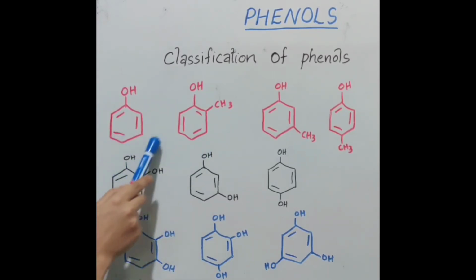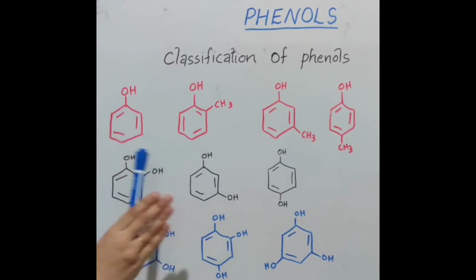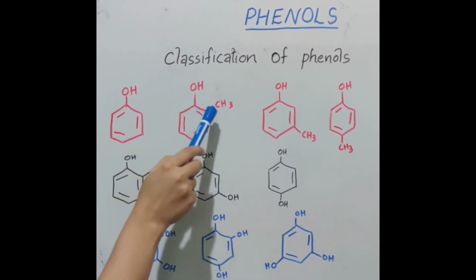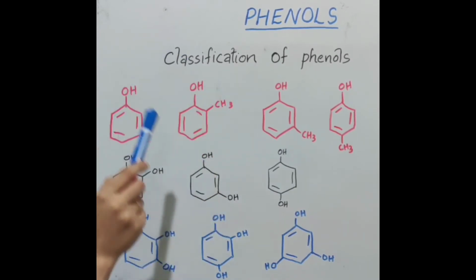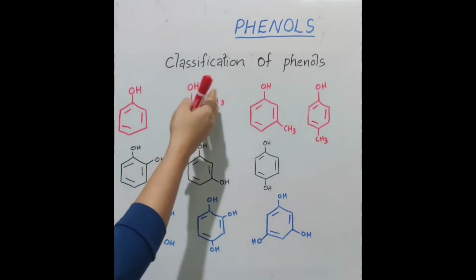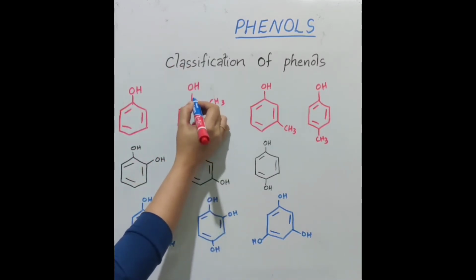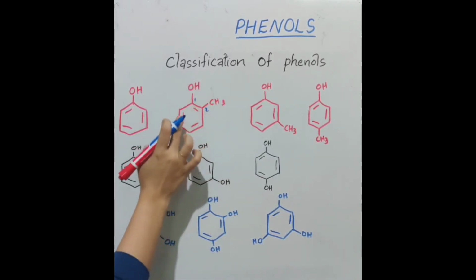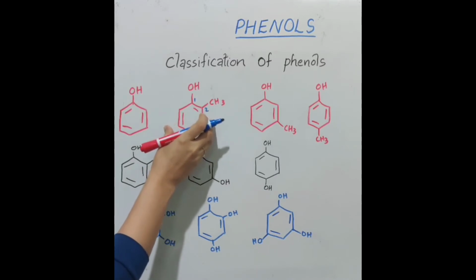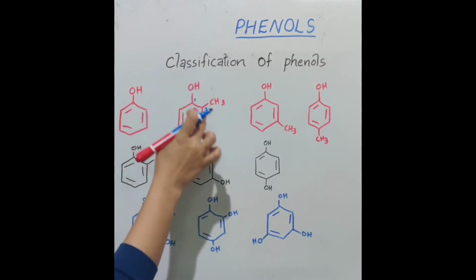First one, the common name is phenol and the IUPAC name is also phenol. The most accepted one is the IUPAC name phenol. If a substituent, a methyl group, is present in the second position, then numbering 1, 2, in the IUPAC nomenclature we can name it as 2-methyl phenol.